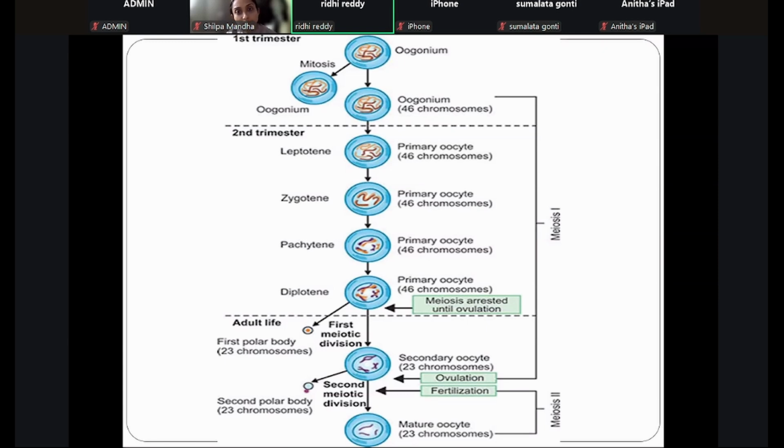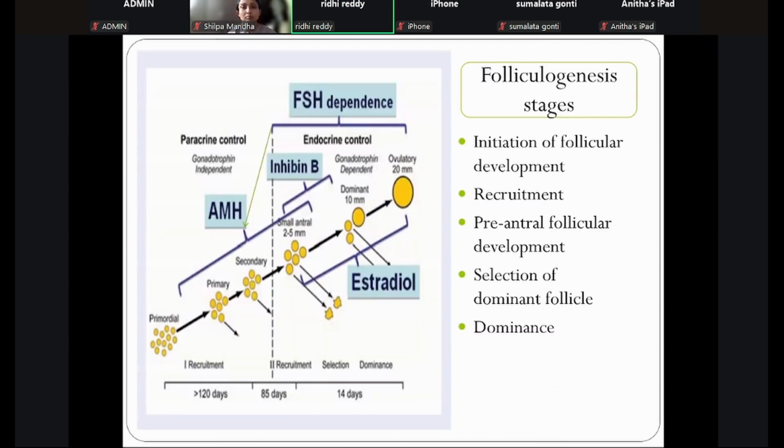So again, we all know this thing, our meiosis is arrested until ovulation, that is in diplotene stage. Then during ovulation, there will be the first meiotic division in adult life. And then after fertilization, there will be the second meiotic division and second polar body exclusion. So, folliculogenesis stages.